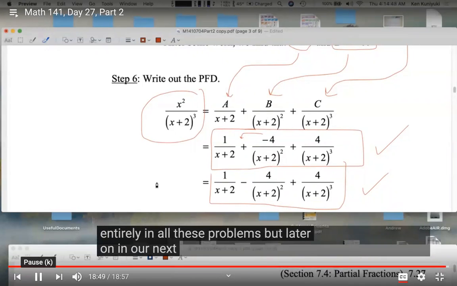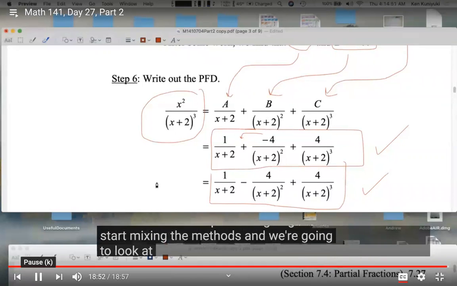But later on, in our next example, we're going to start mixing the methods, and we're going to look at the matching coefficients method.